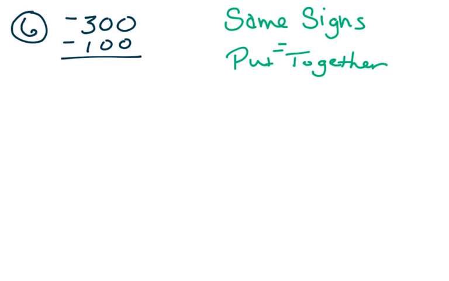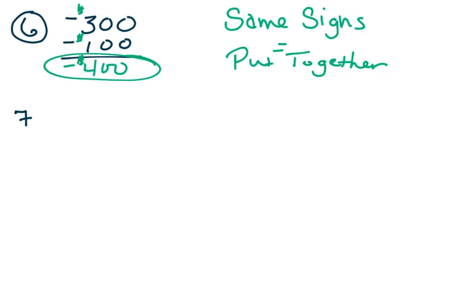then draw out 100 negatives, and you would end with a total of 400 negatives. This would be like owing somebody $300 and owing somebody else $100, so now you owe a total of $400. So with the same signs, you put them together.